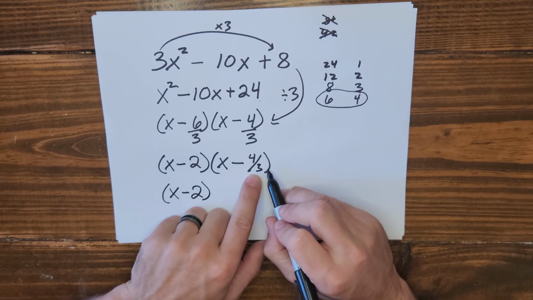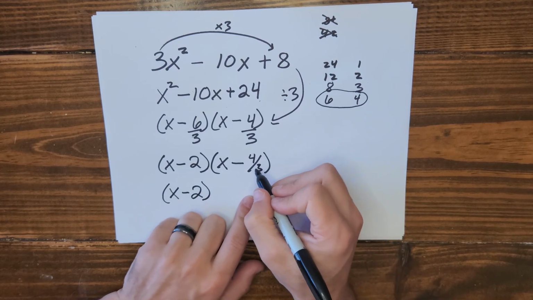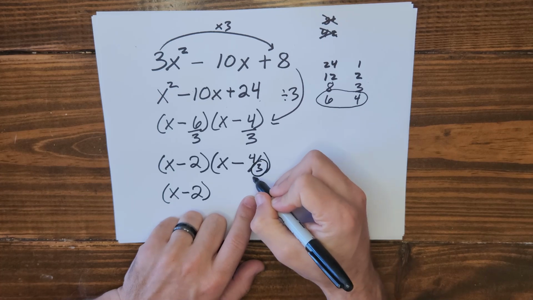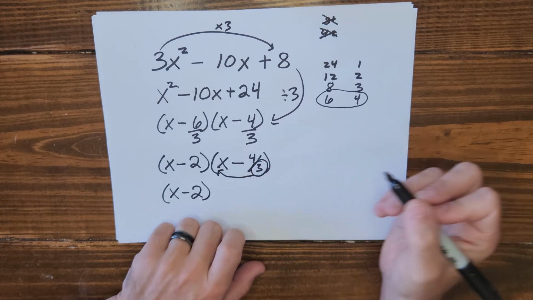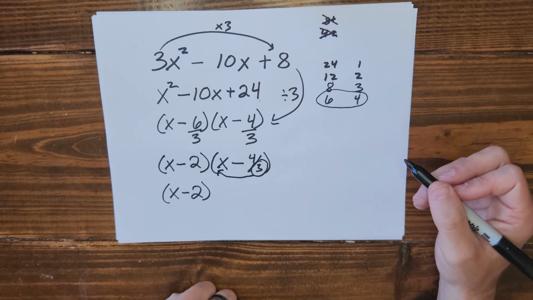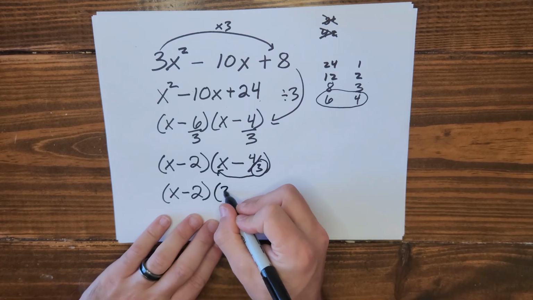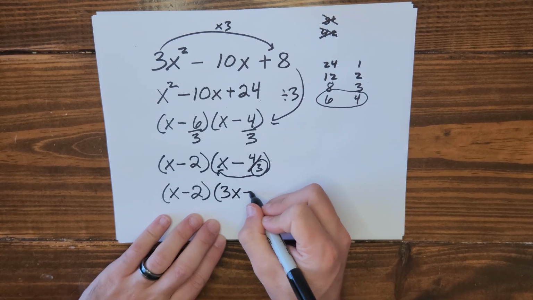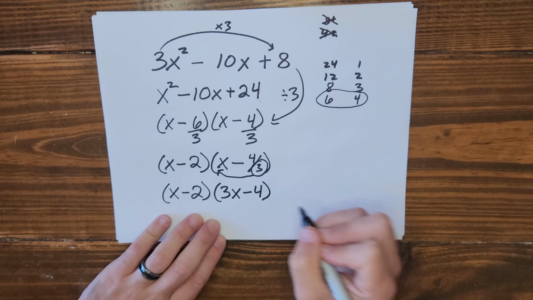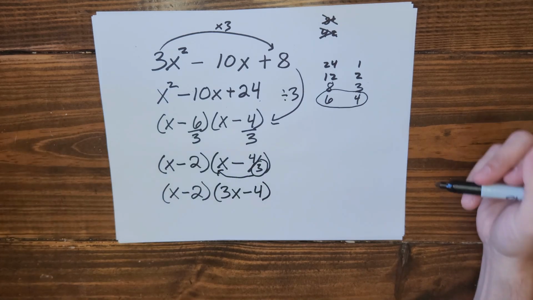This one doesn't look nice and pretty. It has a number on the bottom. So we're going to take our number on the bottom here, and we're actually going to slide it up in front of that x, which therefore turns us into 3x minus 4. And there is our factor.